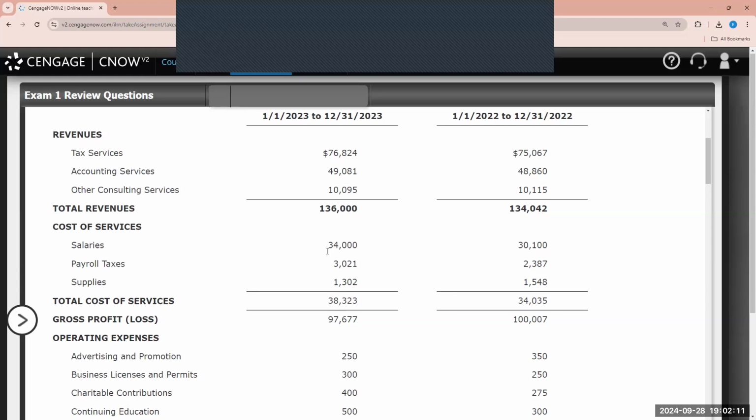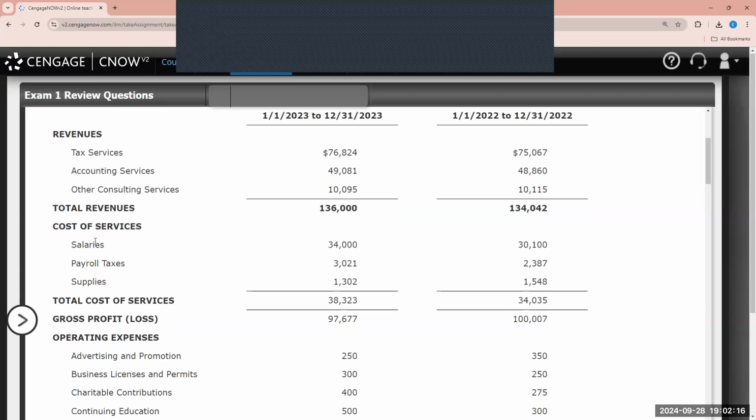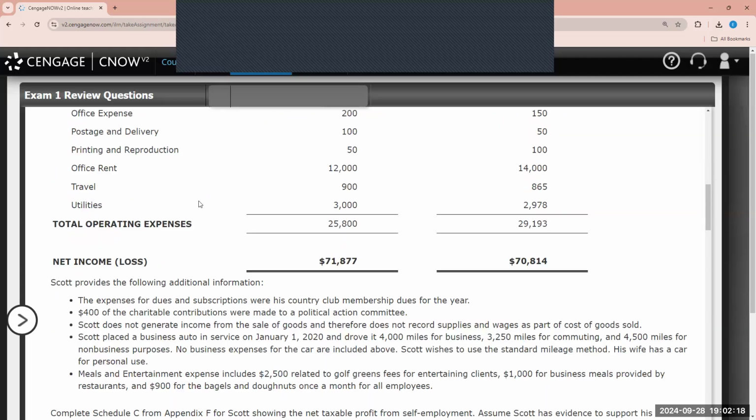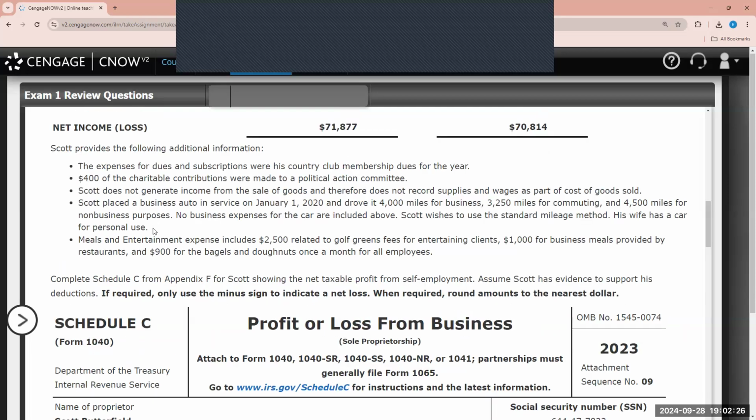All right, so we have all the information here. Revenue, cost of services, which includes salaries, payroll, supplies, and then we have all of our operating expenses, which gets us to our net income or loss. In addition, there's also some additional information. It says the expenses for dues and subscriptions were his country club membership dues for the year. There's $400 of charitable contributions that were made to a political action committee. Scott does not generate income from the sale of goods and therefore does not record supplies and wages as part of cost of goods sold.